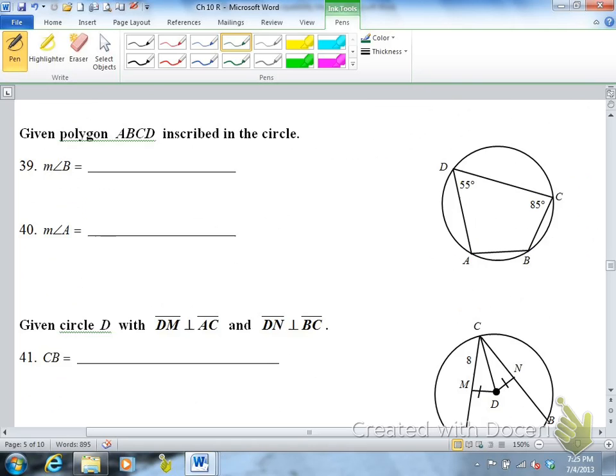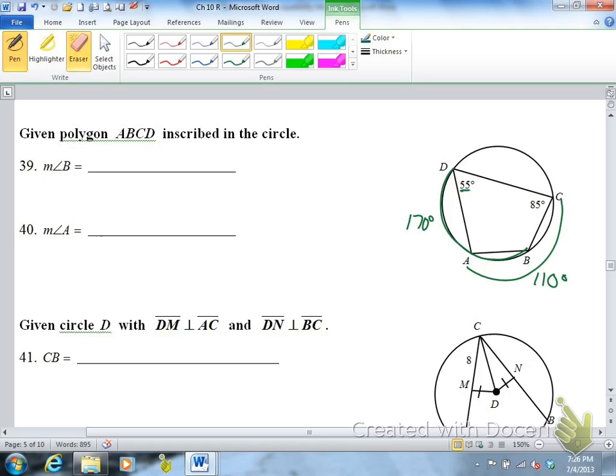Polygon inscribed in a circle, measure of angle B, and measure of angle A. So let's see. First thing that I think is maybe we could work backwards, and this whole arc right here is double 55, so that would be 110 degrees for the arc. And then this arc right here, double that, since angle DCB is inscribed, that would be 170. So that's that much.